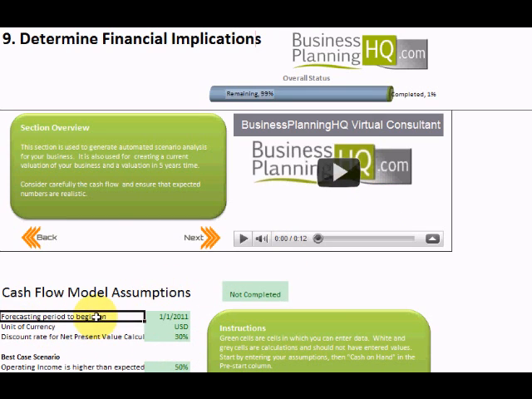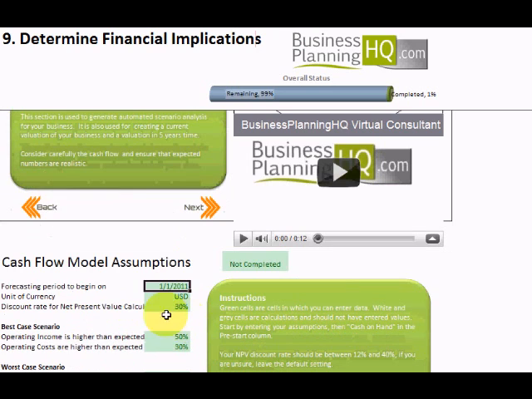Looking at the assumptions, we want our forecast period to begin on a certain date. There's a pre-programmed date in there, but feel free to type over that. Currency we want to operate in. All these green cells here can be entered into, and the white cells generally are not for entry, but we'll have a look in more detail at that in a moment.